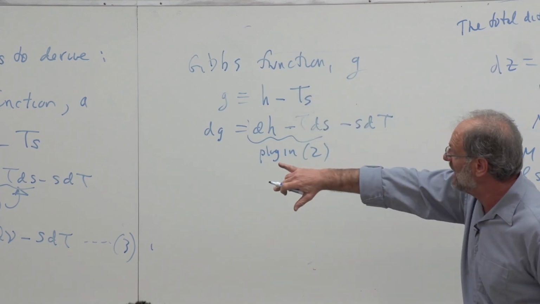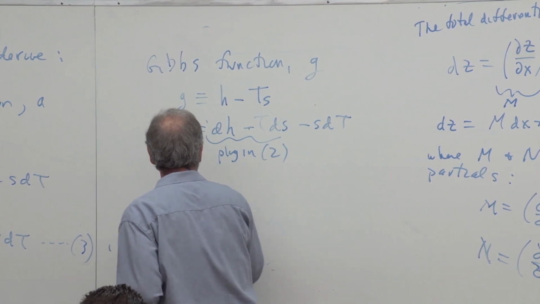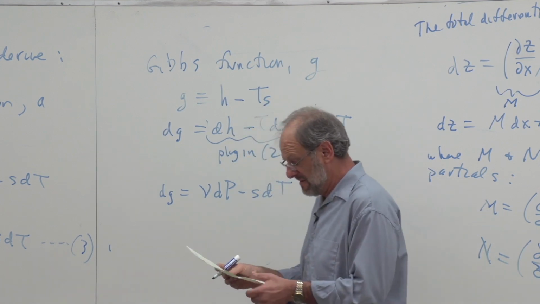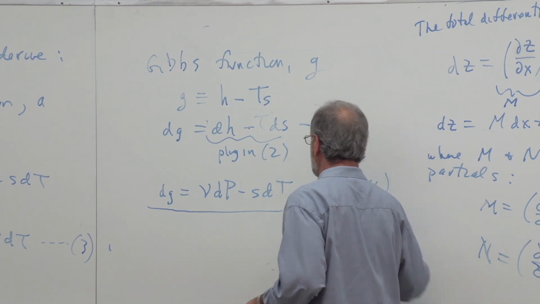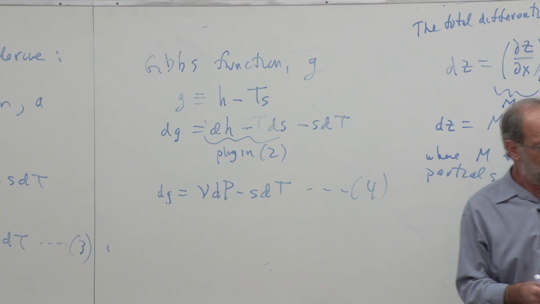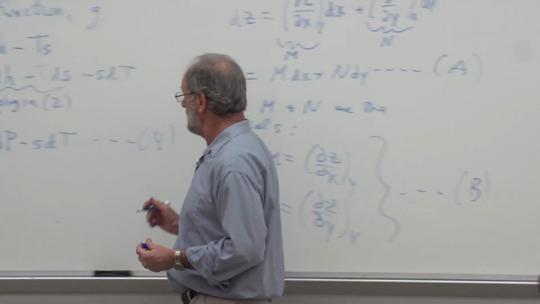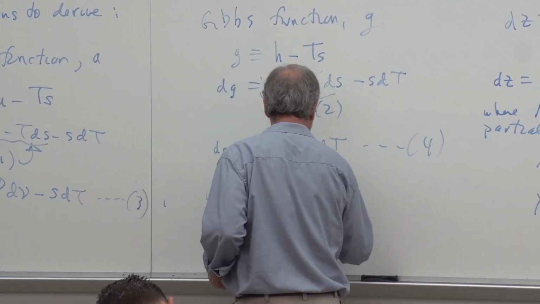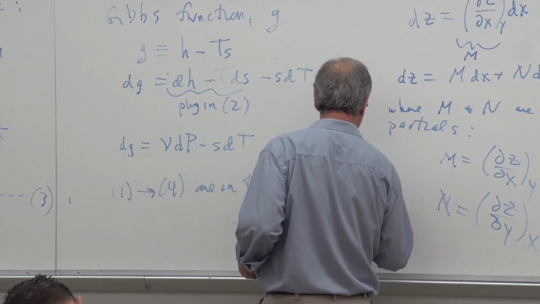Right? So dH minus TdS is going to equal VdP. So therefore, dG is equal to VdP minus SdT. So there's another equation, and this will be the fourth equation, so I'll call this equation 4. Okay, so now what we have are 4 equations that are all in the same form as equation A. So 1 through 4 are in the form of A.